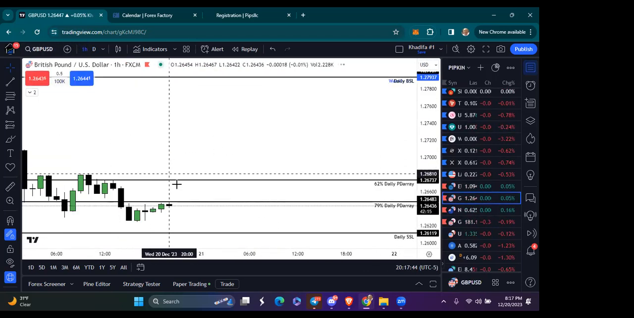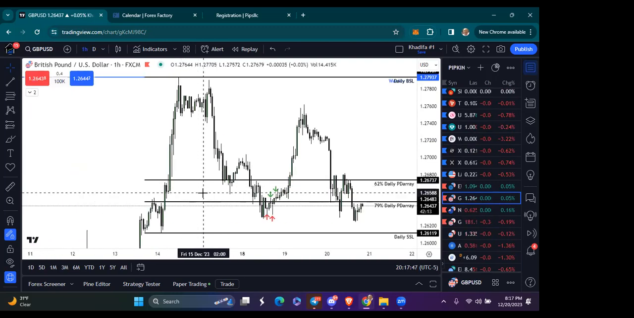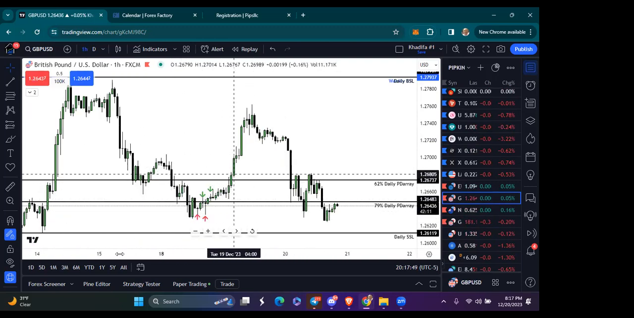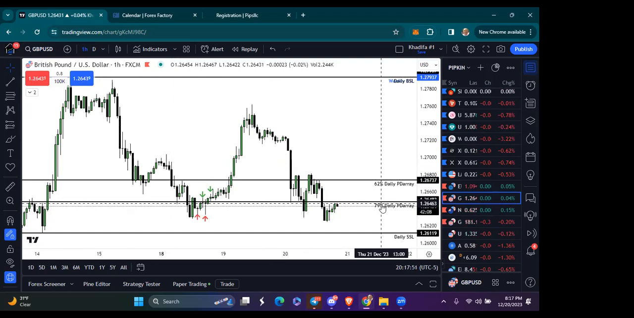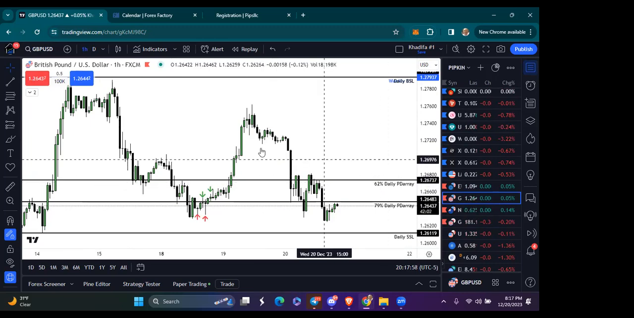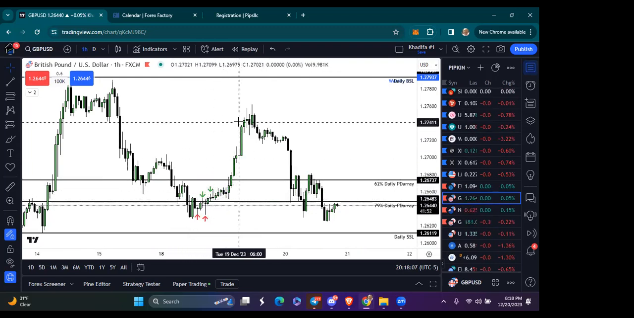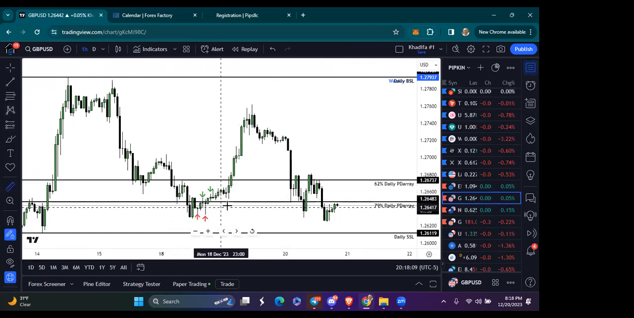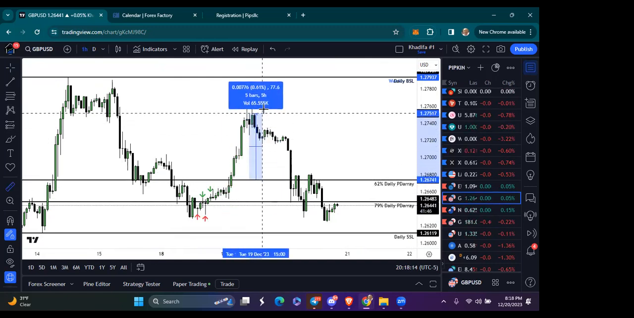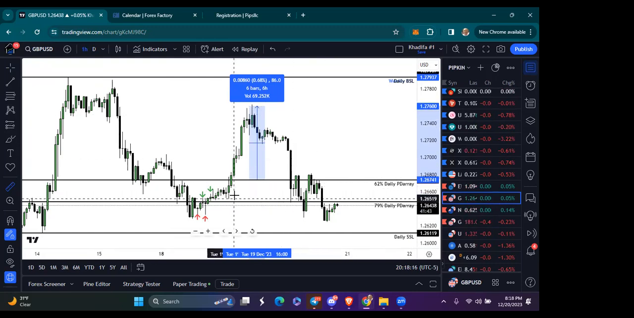Same thing with the pound. I told you guys Monday that I wanted to see us buy off of the daily discount arrays, 79, 69, 62% levels right here. At the time of the call Monday night, price was right here. And as you can see, price gave us a good push up for well over 80 pips.